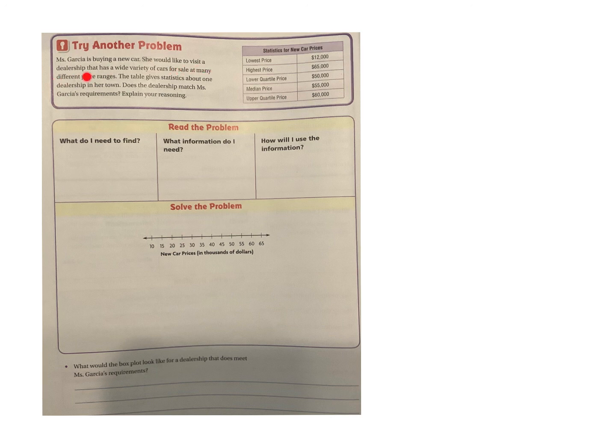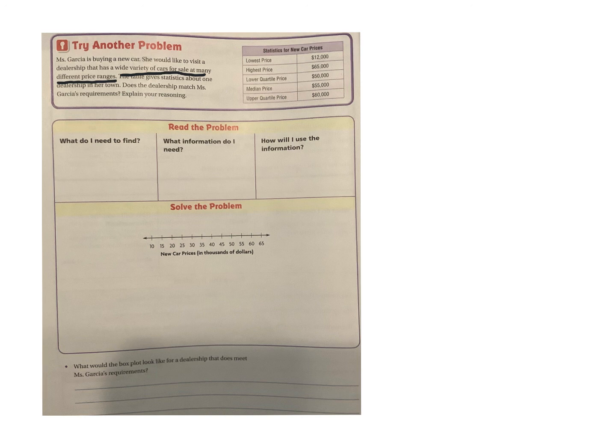She would like to visit a dealership that has a wide variety of cars for sale at many different price ranges. The table gives statistics about one dealership in her town. Does the dealership match Miss Garcia's requirement? Okay, so she wants the car dealership to have a wide variety of cars for sale at many different price ranges so that she can get an idea of what she's looking for.